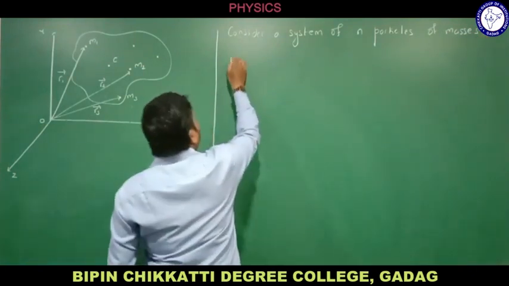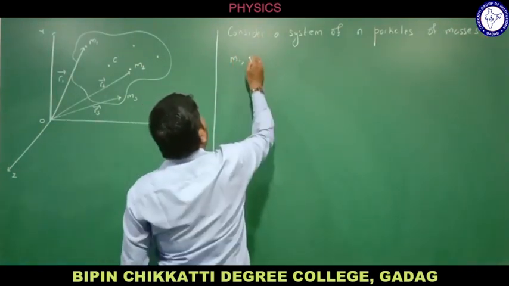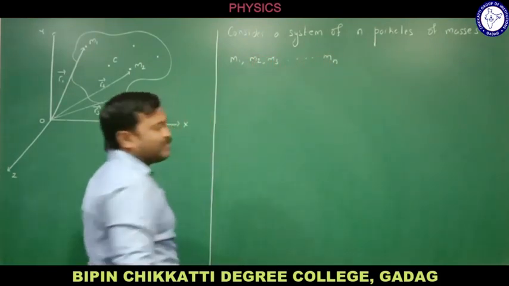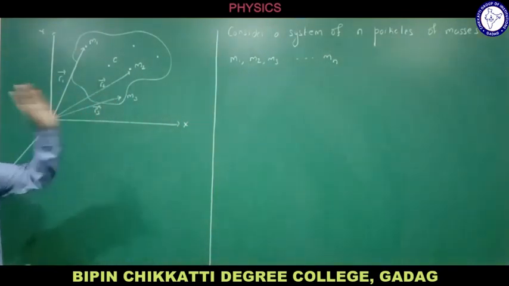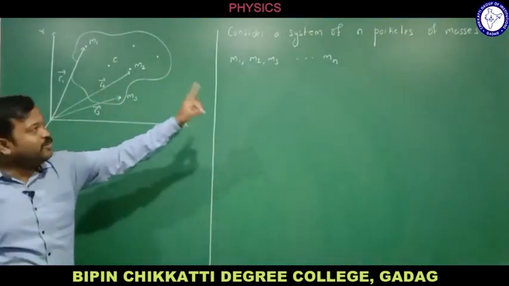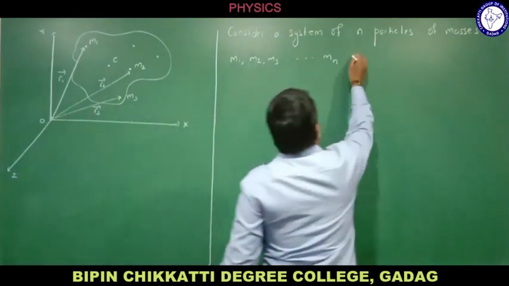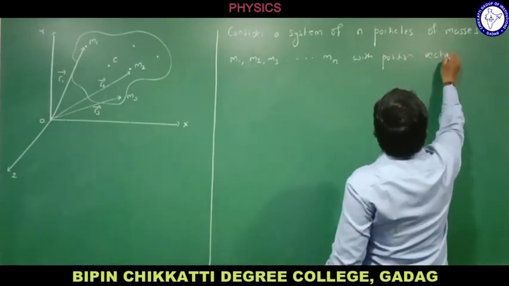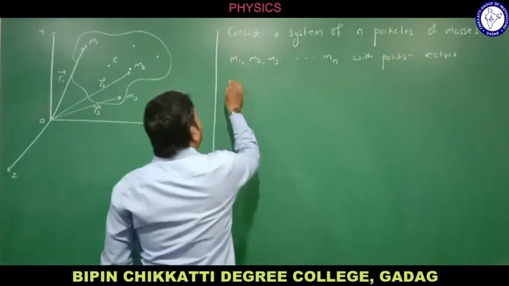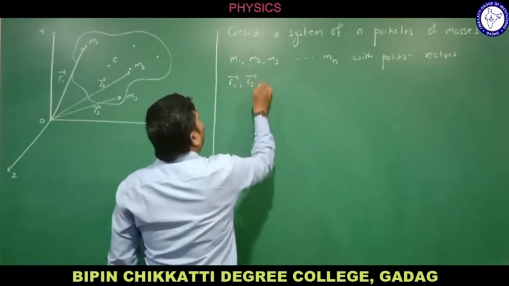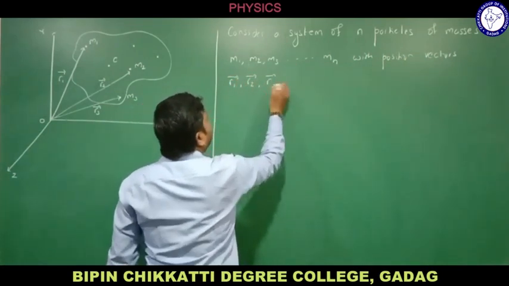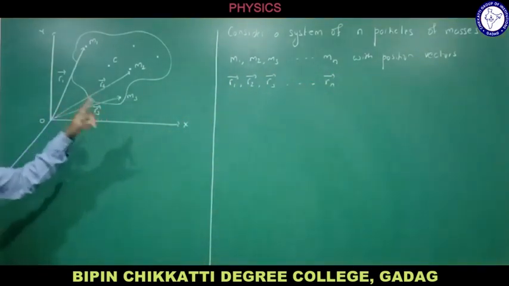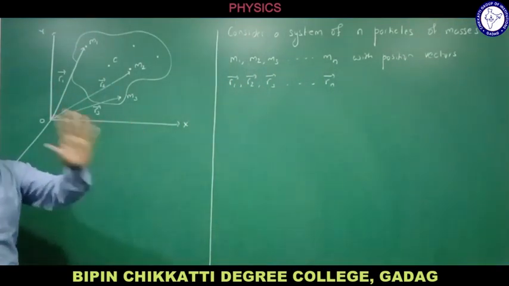What are the masses of the particles? m1, m2, m3 till mn, because there are n number of particles, right? Consider a system of n particles of masses m1, m2, m3 till mn, with position vectors r1 vector, r2 vector, r3 vector till rn vector, right?